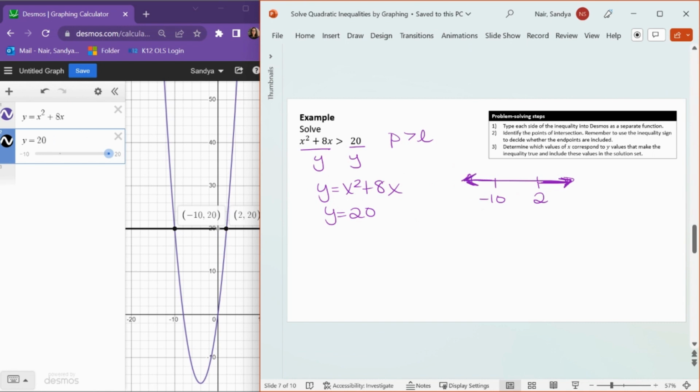Also, since I have a greater than sign, I know I'm going to have an open circle at both of these endpoints. So if I was going to write this in interval notation, I would say this is negative infinity to negative 10 union 2 to infinity. Okay, if I was going to write this as an inequality, I would say x is less than negative 10 and x is greater than 2.